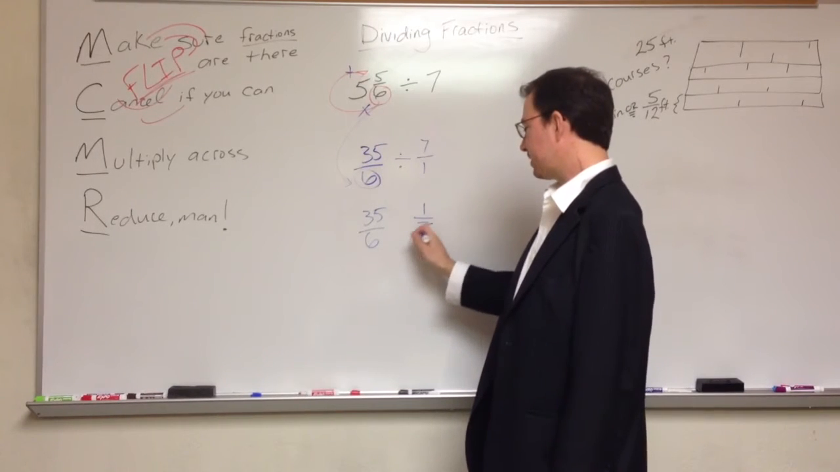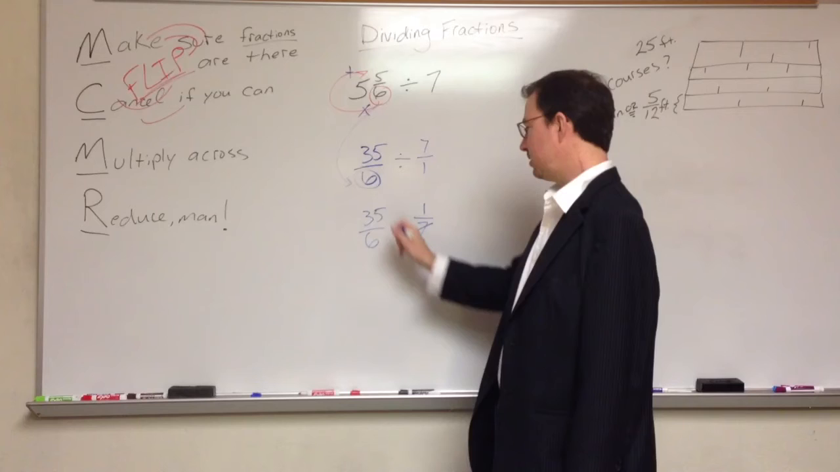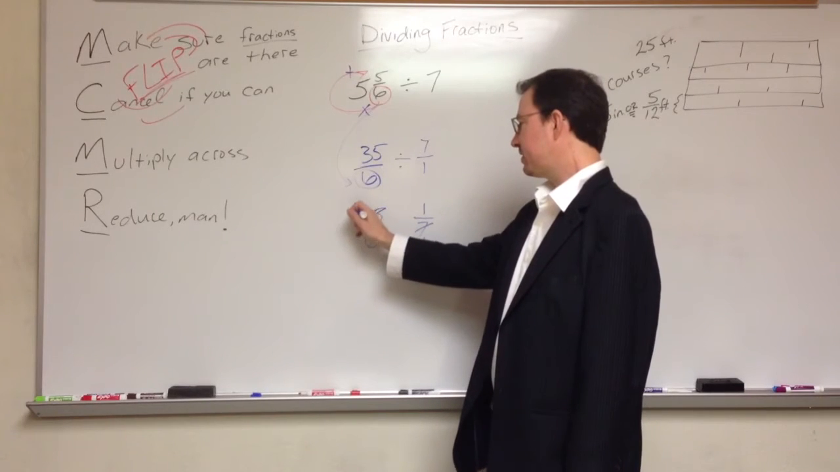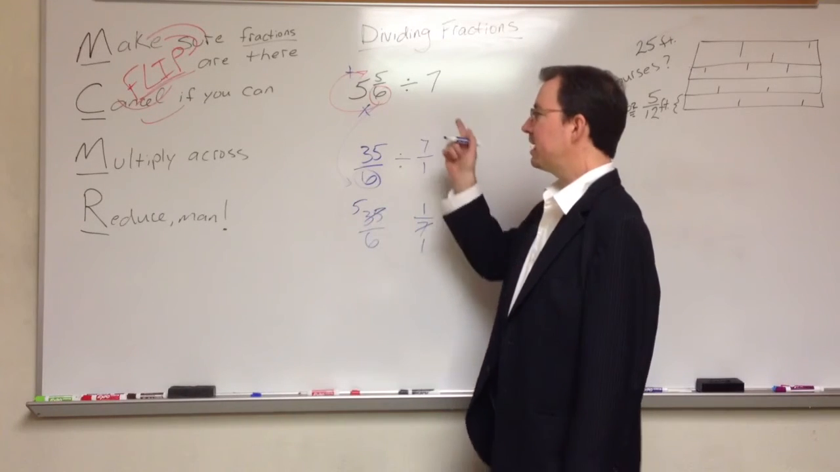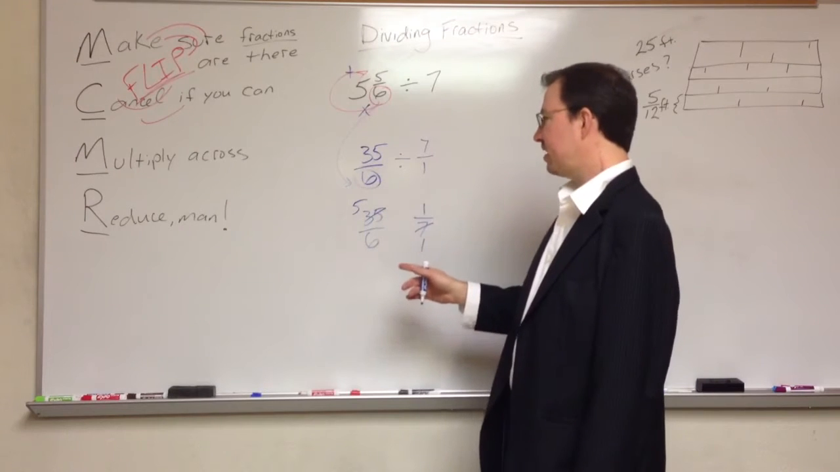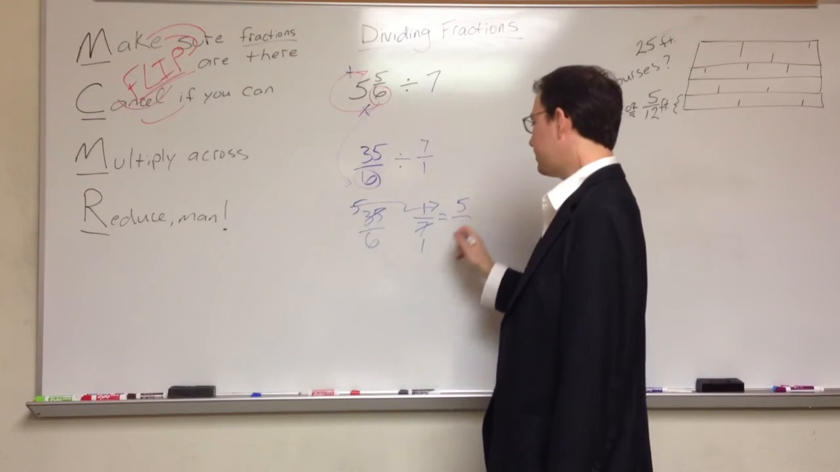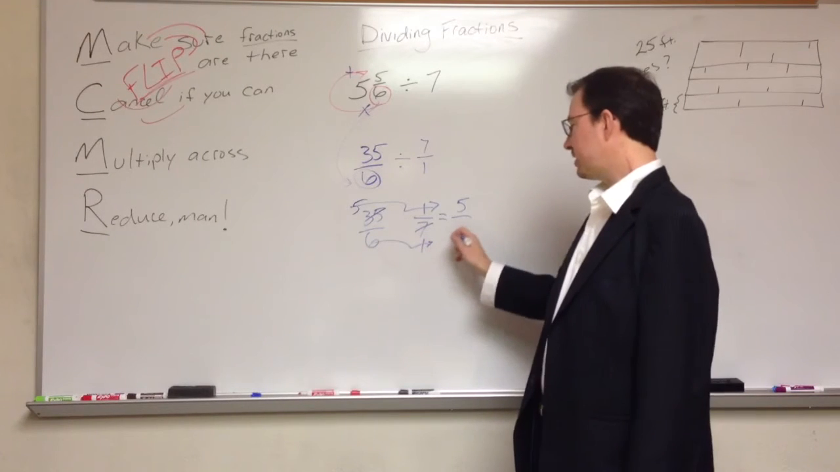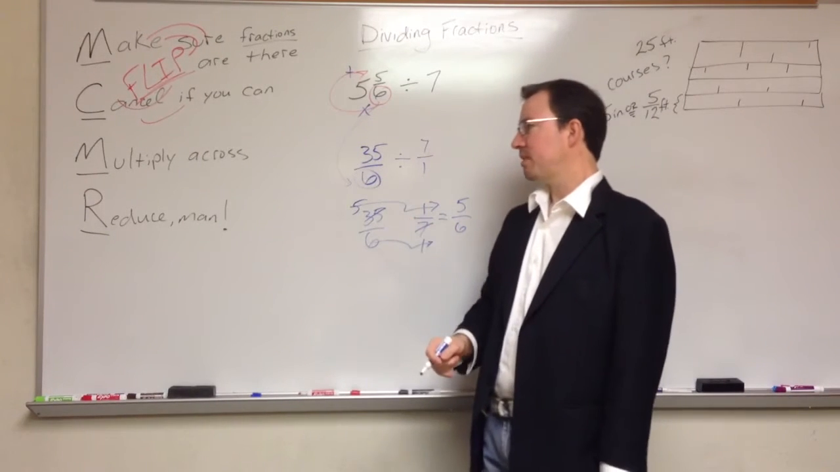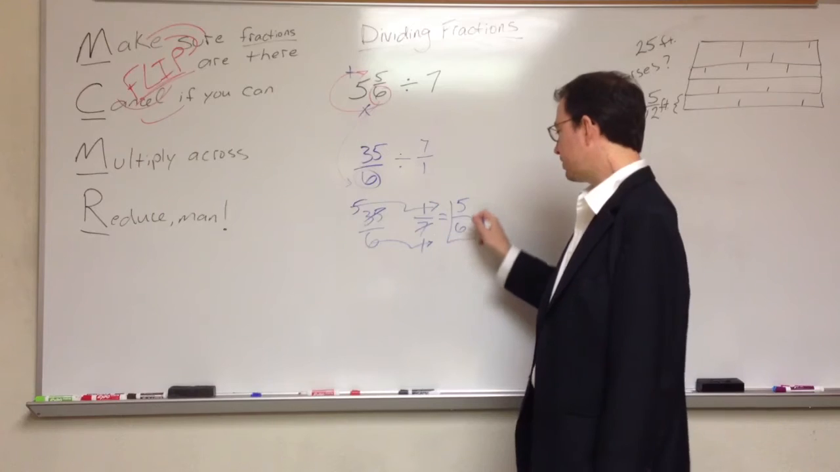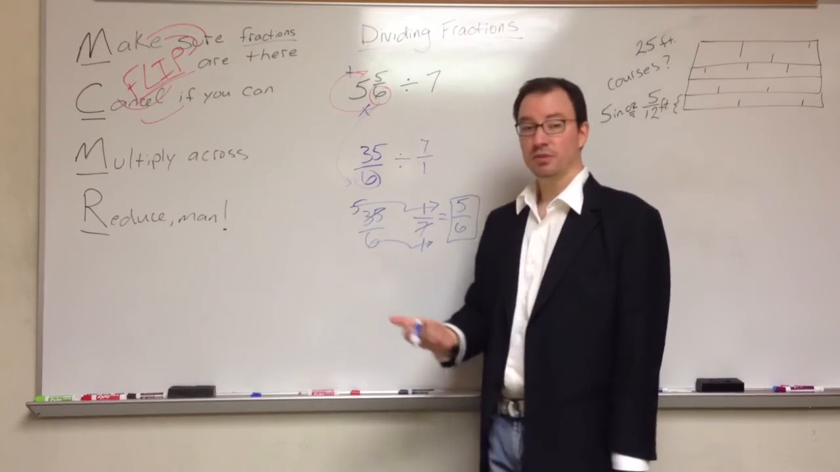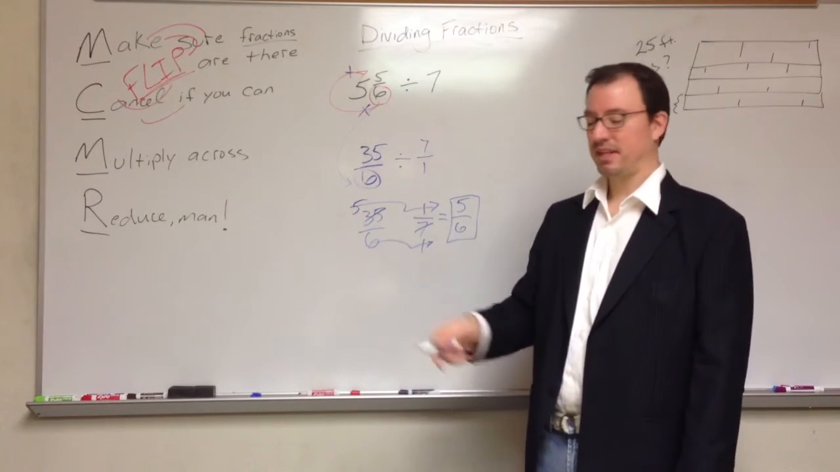Well, we can cancel here. 7 divided by 7 is 1. 35 divided by 7 is 5. So make sure you have fractions, flip, cancel if you can. Multiply across. So we have 5 times 1 is 5. 6 times 1 is 6. And reduce, man. Well, we can't reduce. It's already reduced for us in this instance, so we're done. It's easy. Anybody can do it.